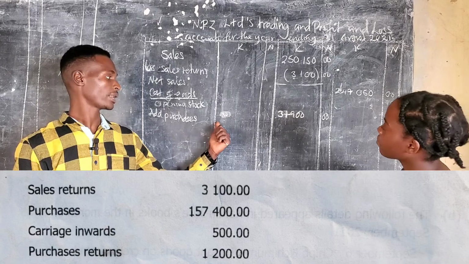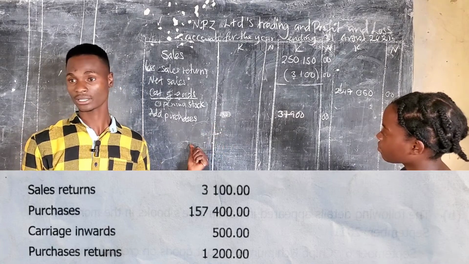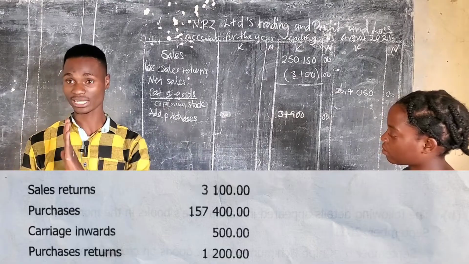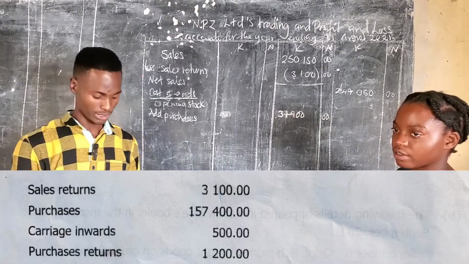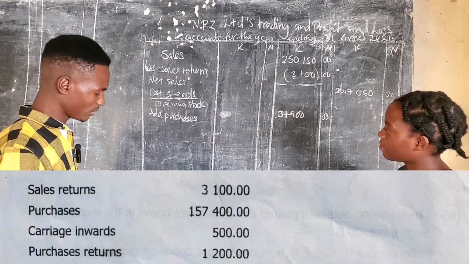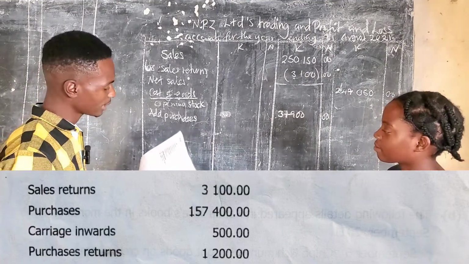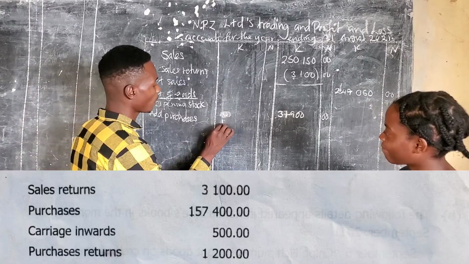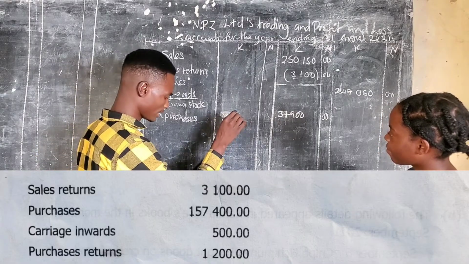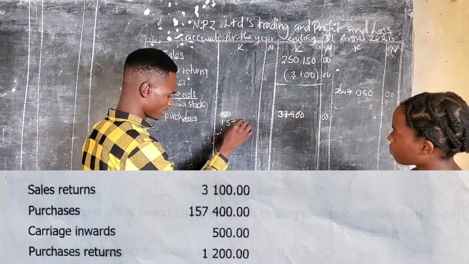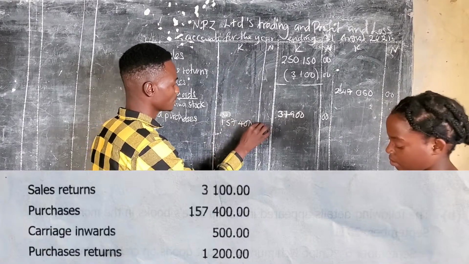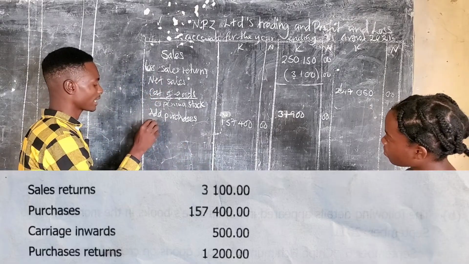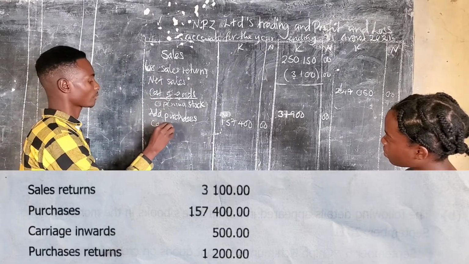So we check if at all we have purchases, returns, or carriage inward, or even wages, just wages, not wages and salaries, but wages only. But we don't have wages. We have carriage inward. So purchases is 157,400 ngwe, and carriage inward. We're adding carriage inward, right? Yes.